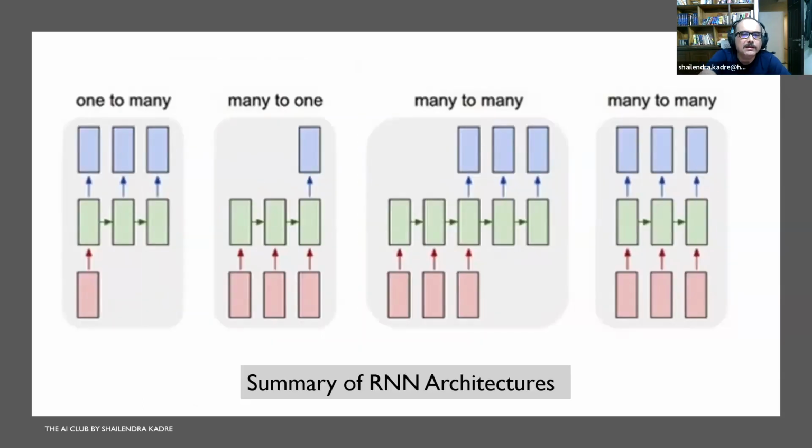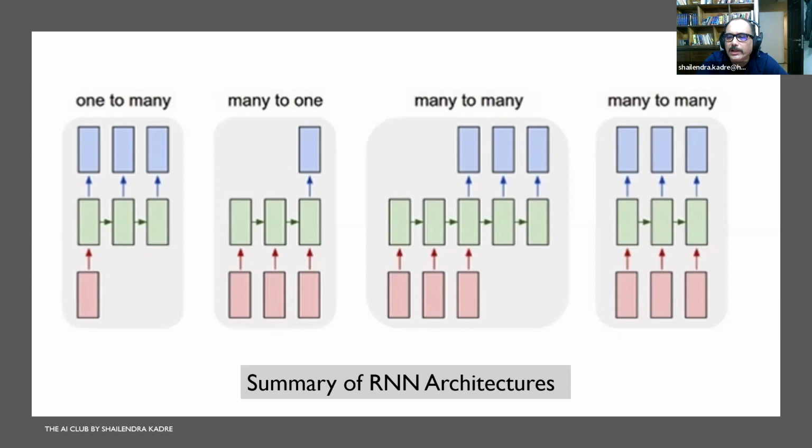So these are all in one place: one to many, many to one, and many to many. For this many to many, I have not got the picture actually. I could have shown you many to many where input features are not equal to the output features, but I couldn't find it on the net. Drawing is generally very difficult, so I have not shown it to you.